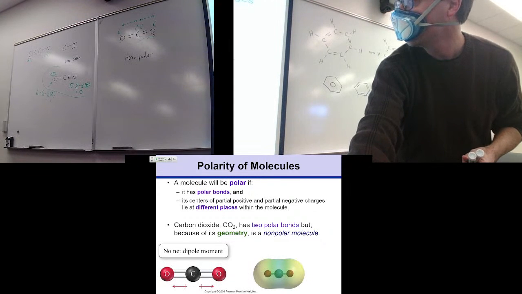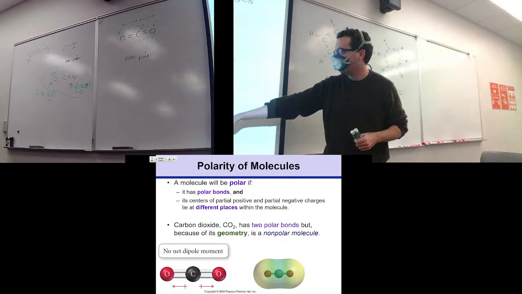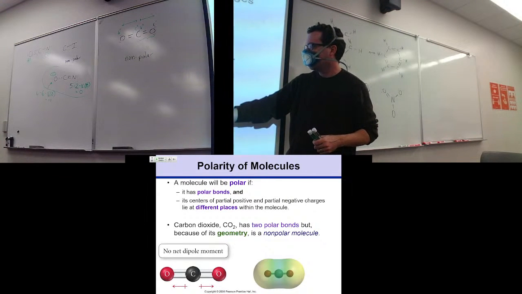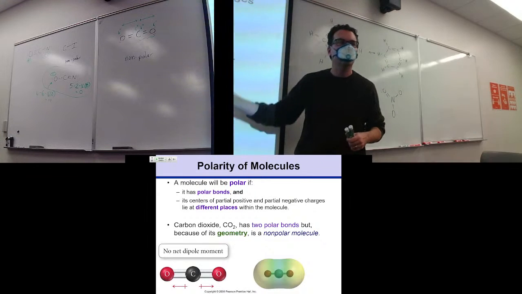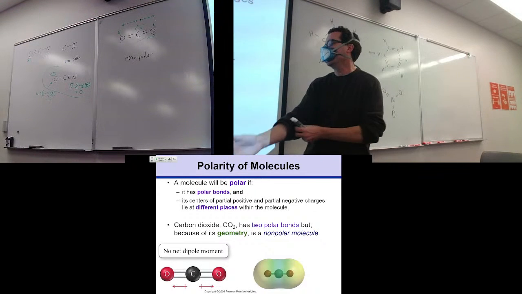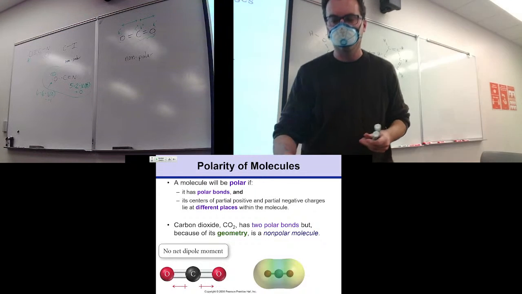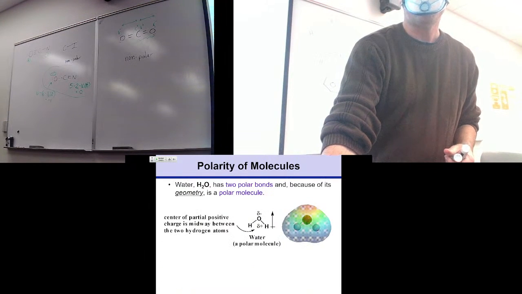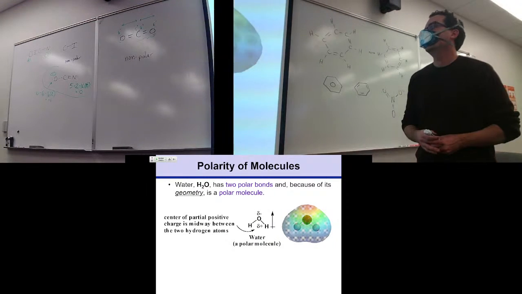There we go. And there's the electrostatic potential. Again, don't look at the colors themselves, but look at the distribution. There's no one side that is more red than the other, or blue, or anything like that. It's distributed evenly. So it's nonpolar.